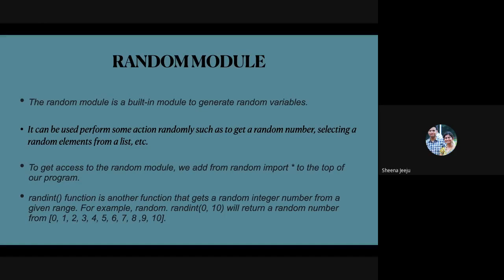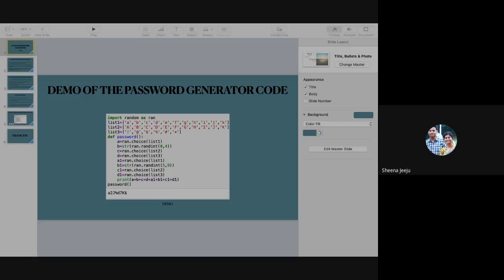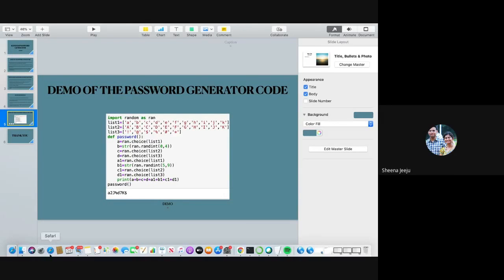The randint function is another function that gets a random integer from a given range. For example, random.randint in brackets 0, 10 will return a random number between 0 and 10. This is the picture of the random password generator code. I am going to show you the code in the Jupyter notebook.